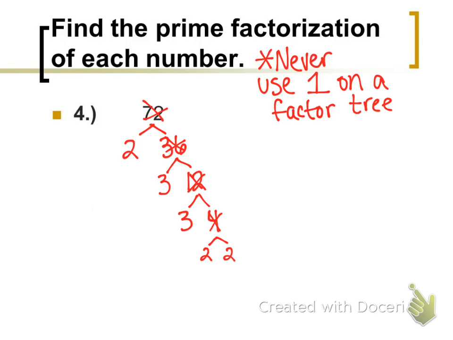So to write out your prime factorization, we would write out 2 times 2 times 2, because I had 1, 2, 3 2s. What do you think's going after that? Times 3 times 3. Okay, so I used up all the bottoms of the branches. What do you notice about the order that I put it in? Least to greatest. That's what I expect you to do.